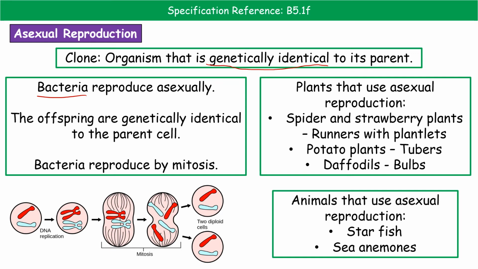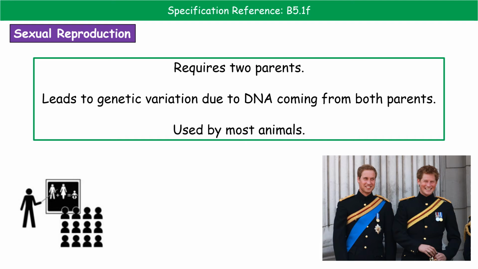Potato plants have tubers. Daffodils have bulbs. All asexual reproduction. Even some animals can use asexual reproduction, and I've given you two examples there, starfish and sea anemones. For us as humans though, we cannot reproduce asexually.